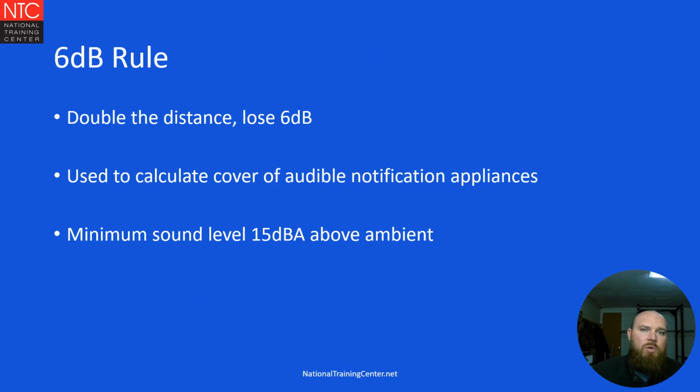To do this, we use something called the 6 dB rule. What the 6 dB rule states: every time you double the distance away from the audible appliances, you will lose 6 dB. Now, we do use this to calculate the coverage area of all audible appliances when we are looking at the design of a fire alarm system. Something that we are trying to achieve with the 6 dB rule is to provide at minimum 15 dB above the average ambient sound level as we are spacing the appliances apart.